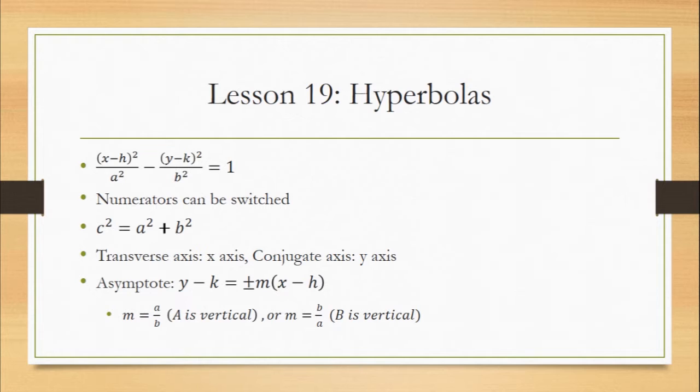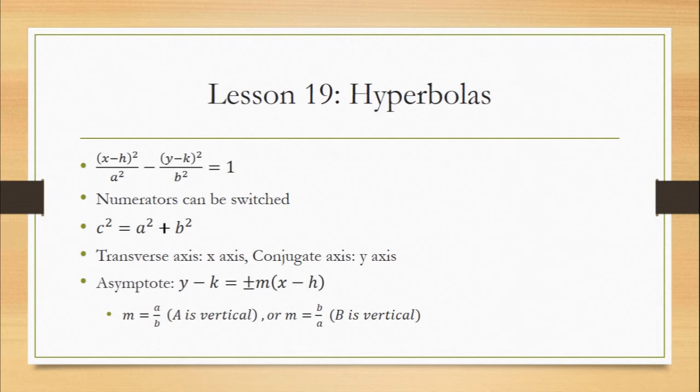And on lesson 19, hyperbolas. Now we have (x minus h) squared over a squared minus, notice the minus, not the plus, minus (y minus k) squared over b squared is equal to 1. Now in this one, the numerators can be switched, so it's like the opposite. And you have c squared equal to a squared plus b squared. I'm sorry, it's right here, but it's plus.